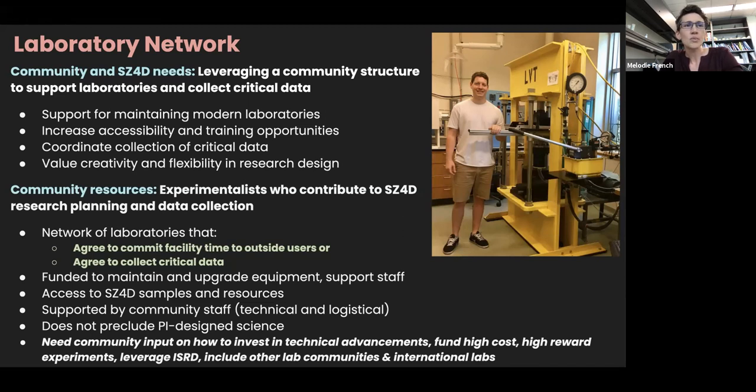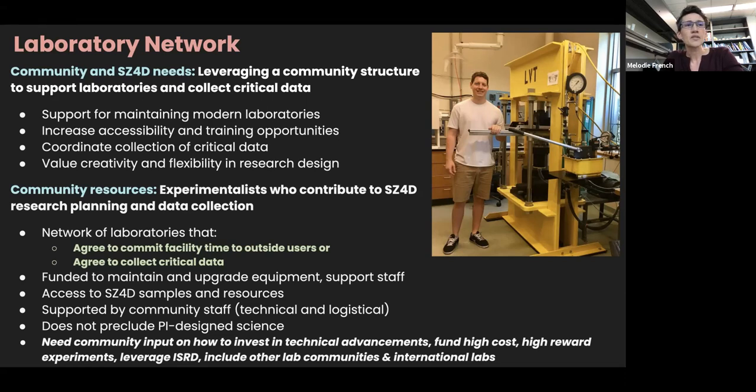Labs within the network would be supported by community staff who would oversee the logistics of coordinating that network, but it could also consult on instrument modification, design, and repair, and the development of the technical aspects of proposal budgets. I want to be clear that such a network model does not preclude the involvement of deformation laboratories in SC4D through other avenues, including PI design research.